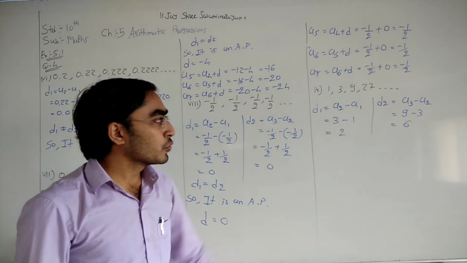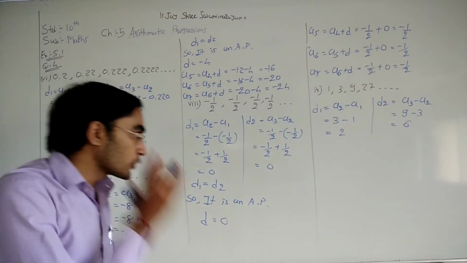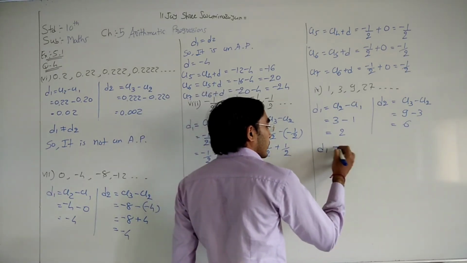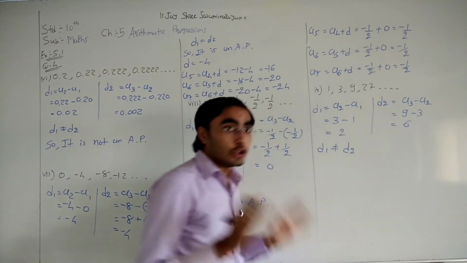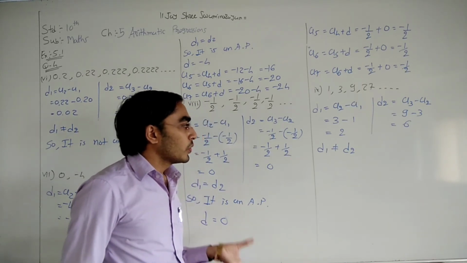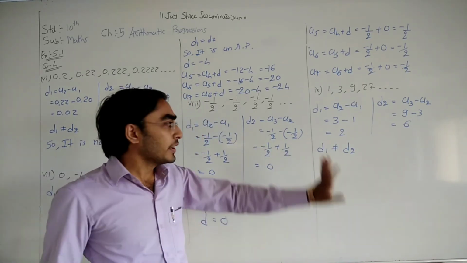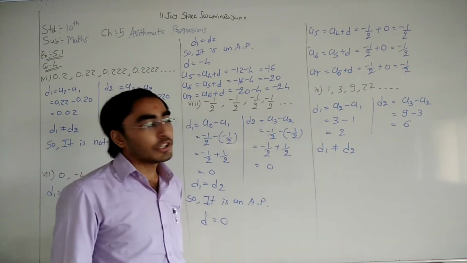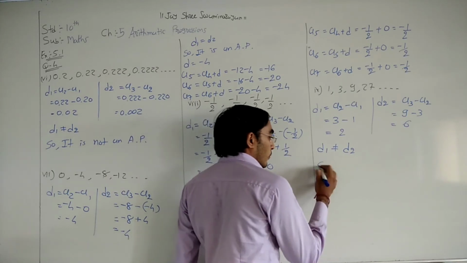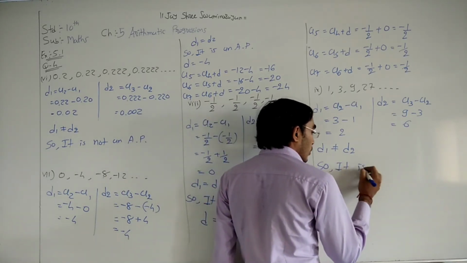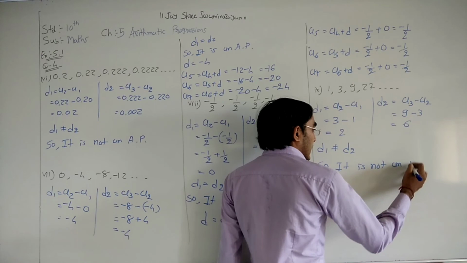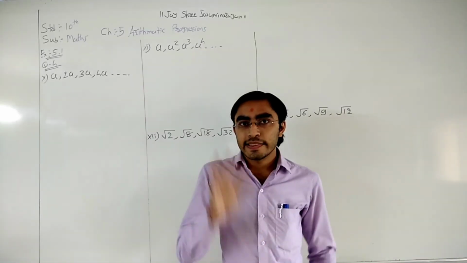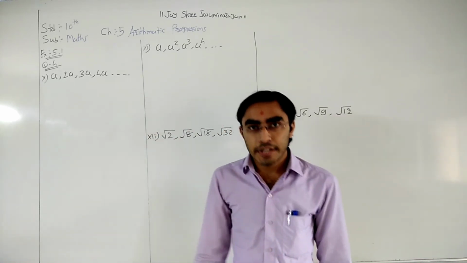So D1 is equal to 2 and D2 is equal to 6. These two differences D1 and D2 are not the same, right? So this is not an AP. If the common differences are the same, then we can say that it is an AP. But here we got different answers, so we can say that it is not an AP. Okay? Then next is question number 10.